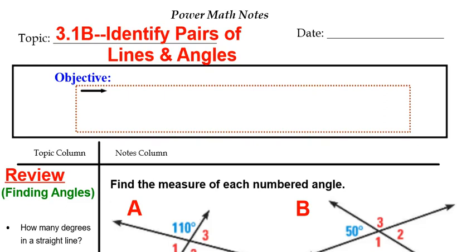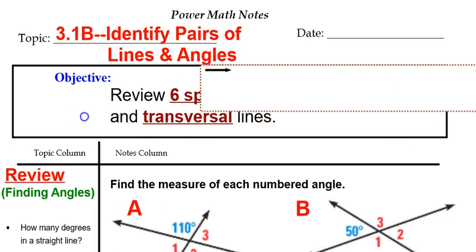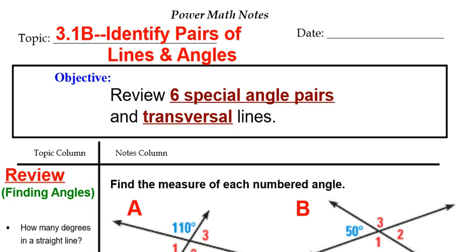All right, gang, we are going to be talking about lesson 3.1b, identify pairs of lines and angles. This is a continuation of what we talked about yesterday when we learned about all of our different angle pairs. Our goal for today is to simply review the 6 special angle pairs that we talked about and the transversal lines, go over vocabulary, make sure that you have a good understanding of all of that.